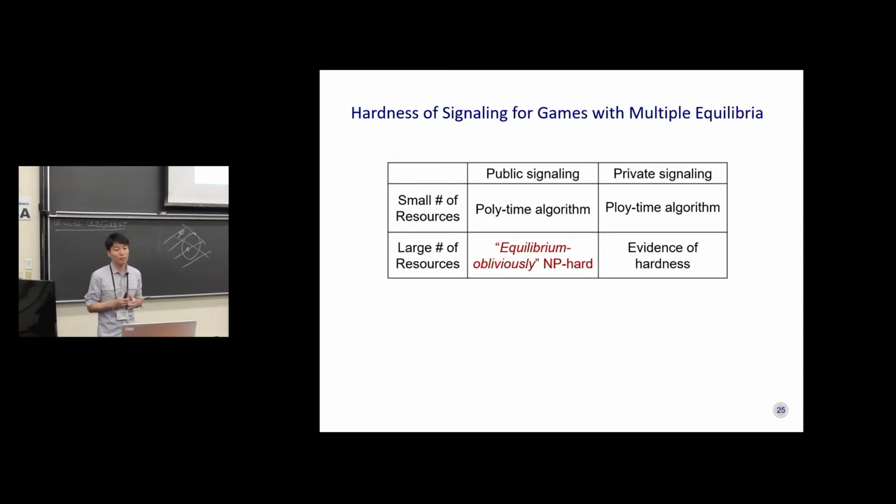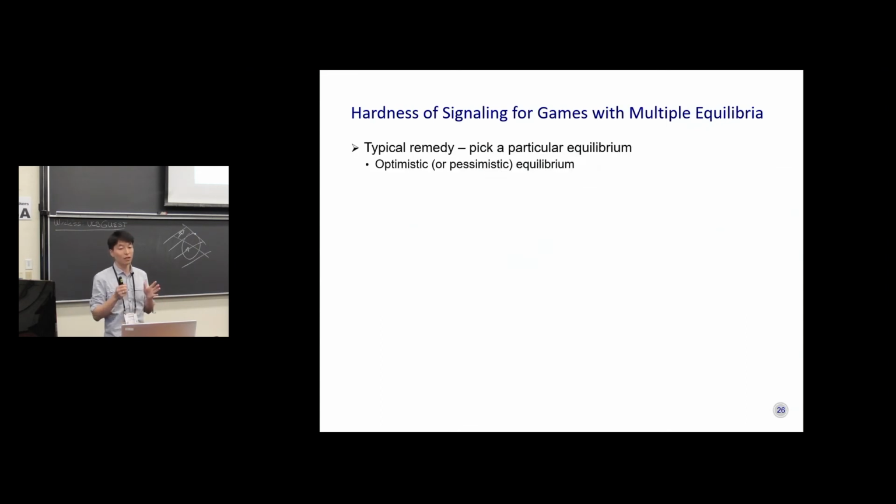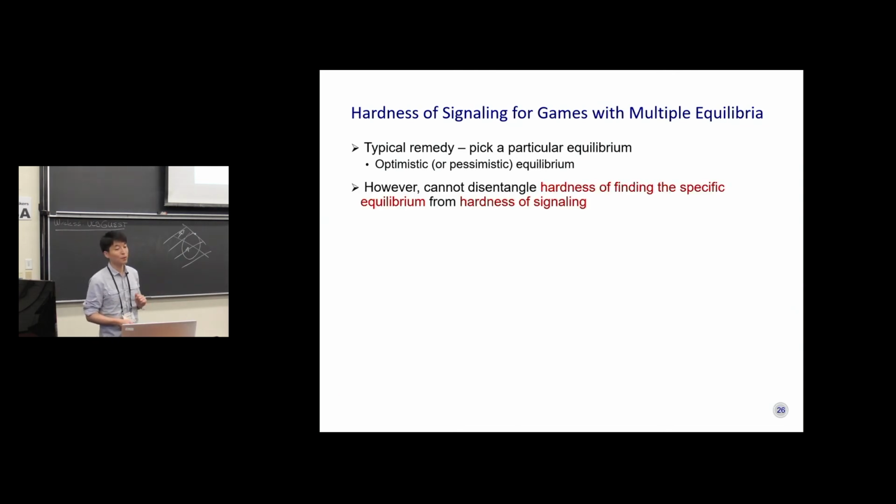Next, I will quickly mention our negative result, which is the equilibrium hardness of signaling for games with multiple equilibria. The key challenge is that when your game has multiple equilibria, how do you prove a hardness result? One natural thing to say is, why not just pick a particular equilibrium, for example the most optimistic or most pessimistic one. But this actually turns out to be problematic if you want to prove an NP hardness result, because you cannot disentangle the hardness of finding the specific equilibrium from the hardness of signaling.